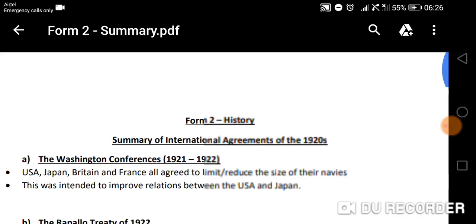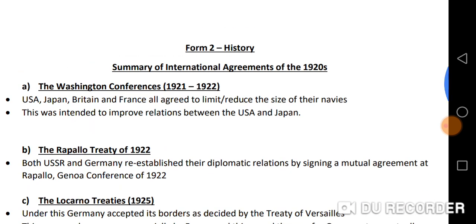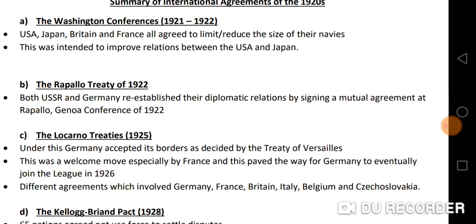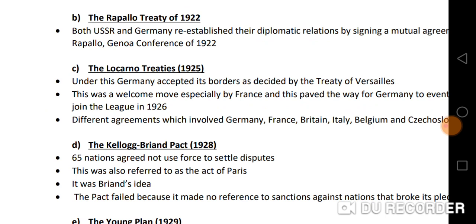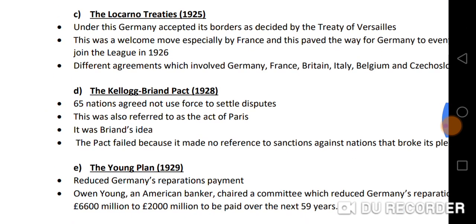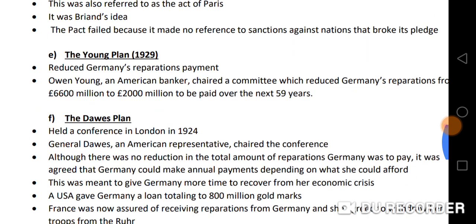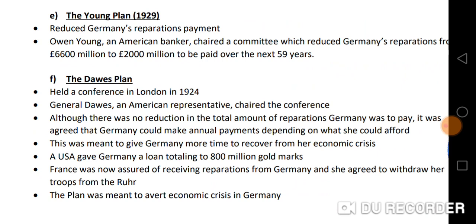And that is it for today. So that is a summary of the international agreements of the 1920s, and the international agreements that we've looked at so far are the Washington Conferences of 1921 to 1922, the Rapallo Treaty of 1922, then we also have the Locarno Treaties of 1925, as well as the Kellogg-Briand Pact of 1928, and the Young Plan of 1929, and finally the Dawes Plan.